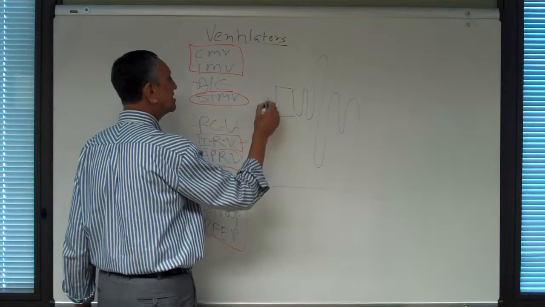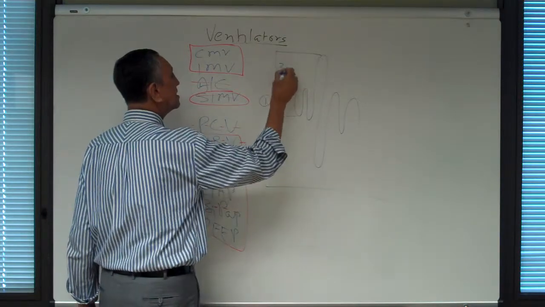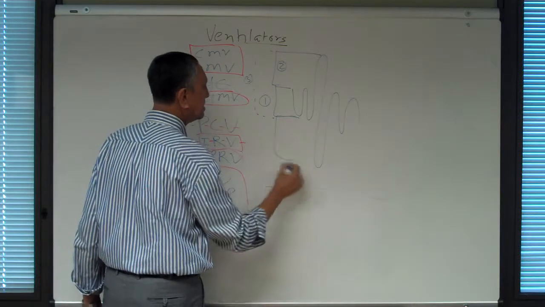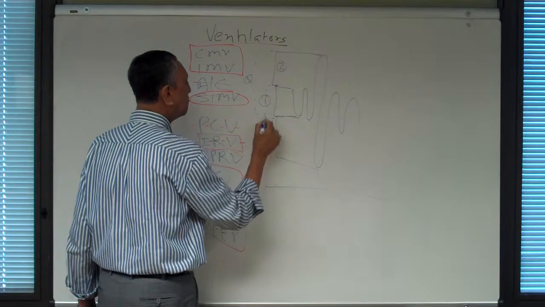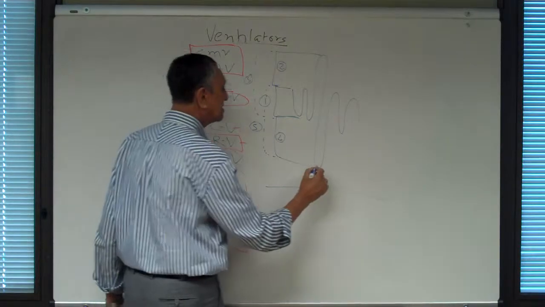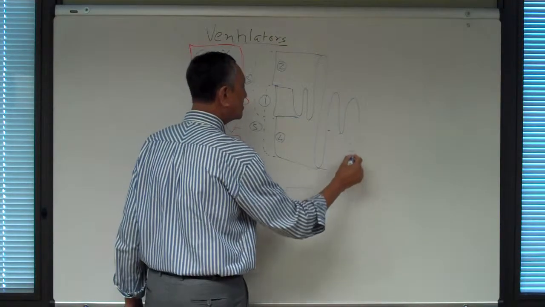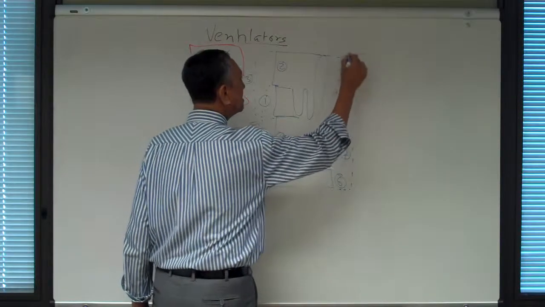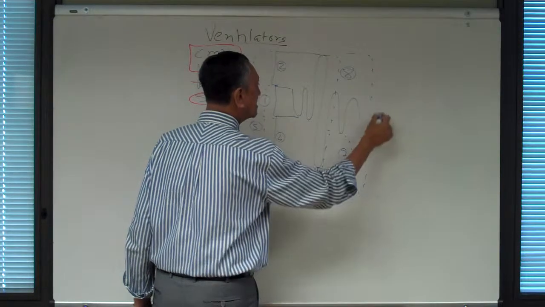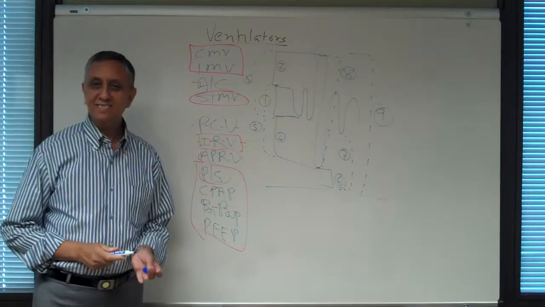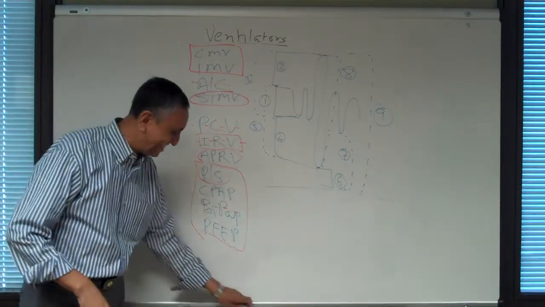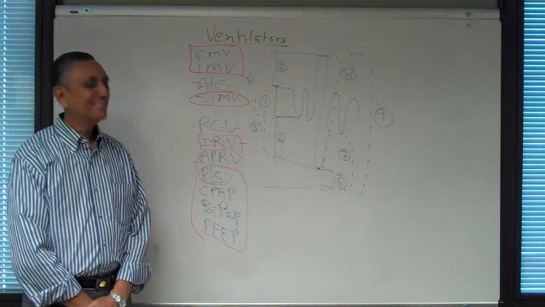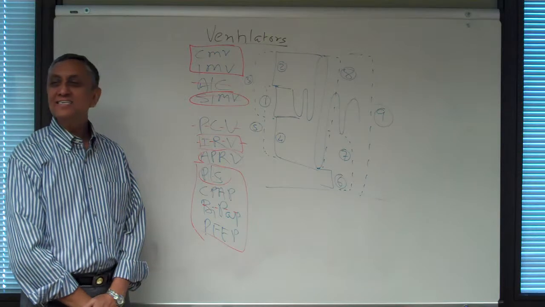Sounds familiar, right? 1, 2, 1 plus 2, 3, 4, 1 plus 4 is 5, 6, 4 plus 6 is not 10, but it is 7, and this is 8, and this is 9. All right, what are these? Number 1 is tidal volume. Number 2, inspiratory reserve volume. 1 plus 2 is 3, that is your inspiratory capacity.